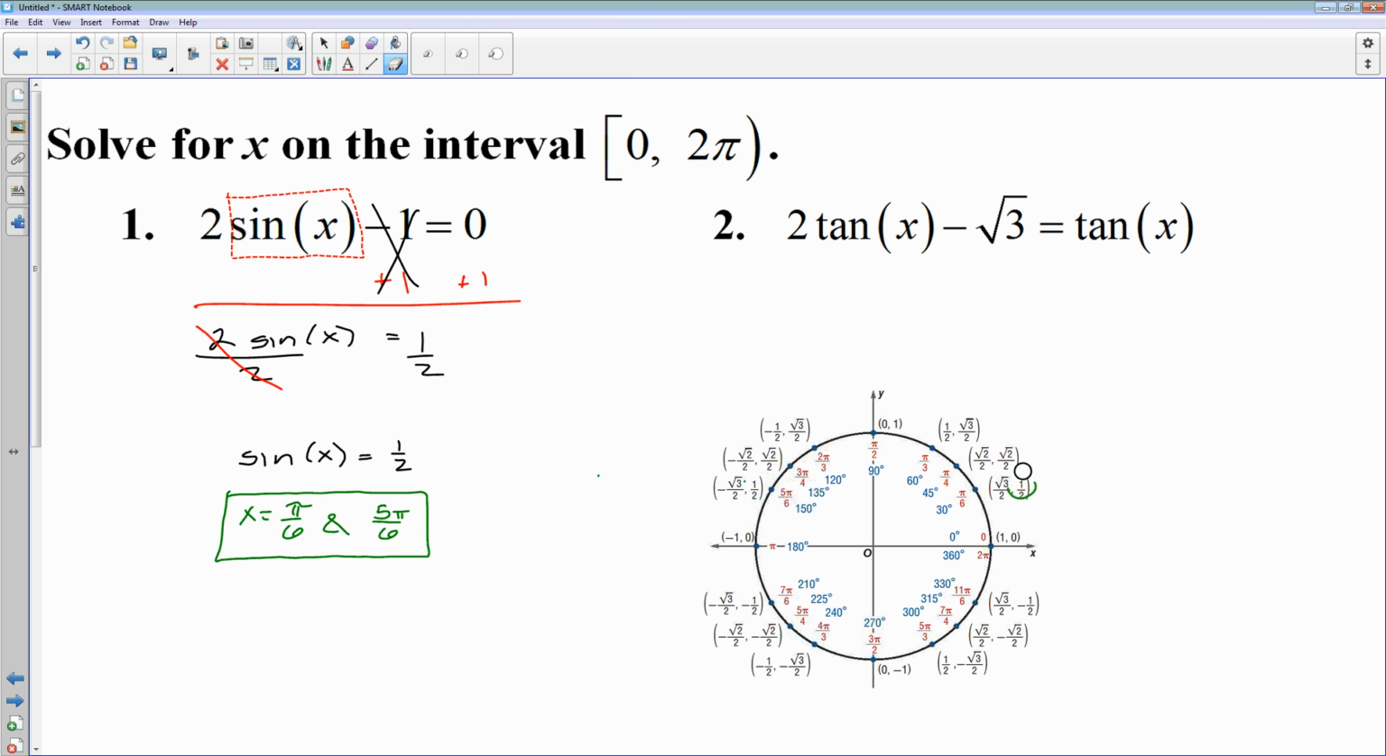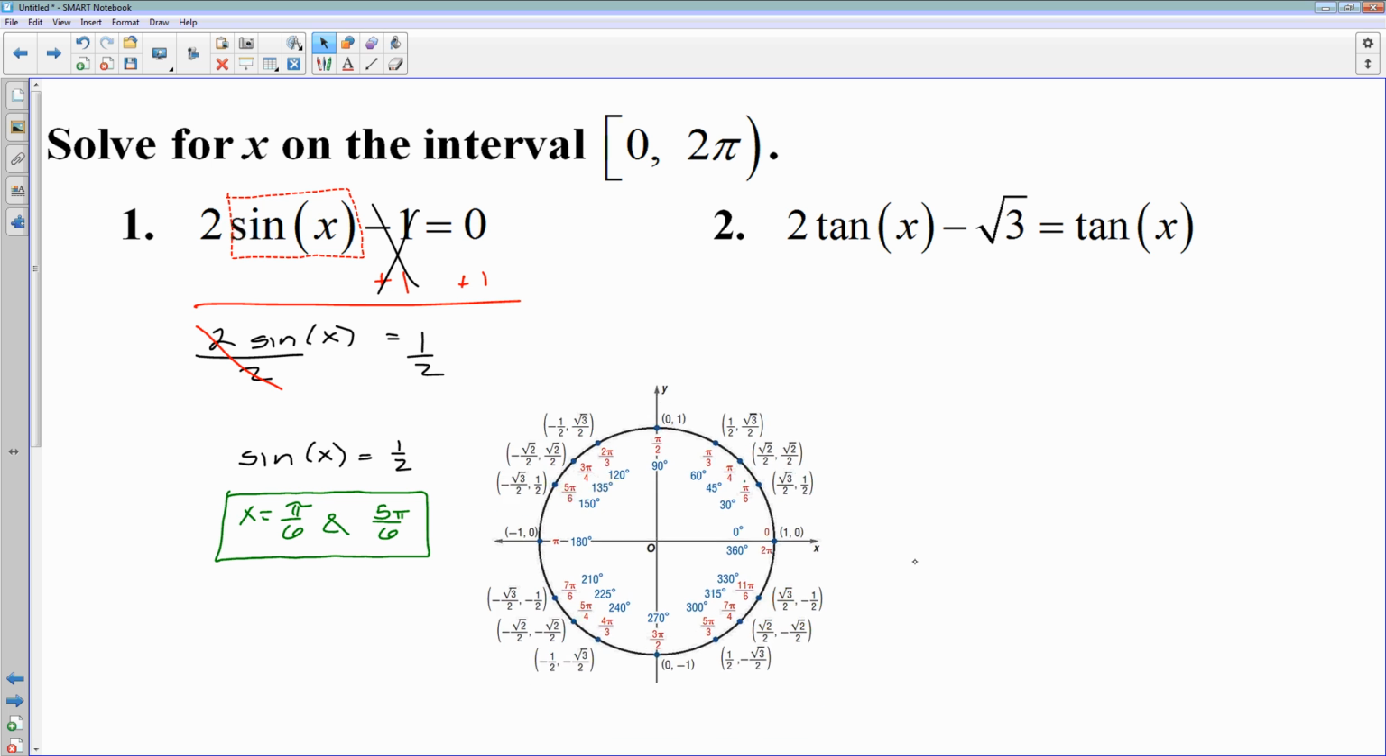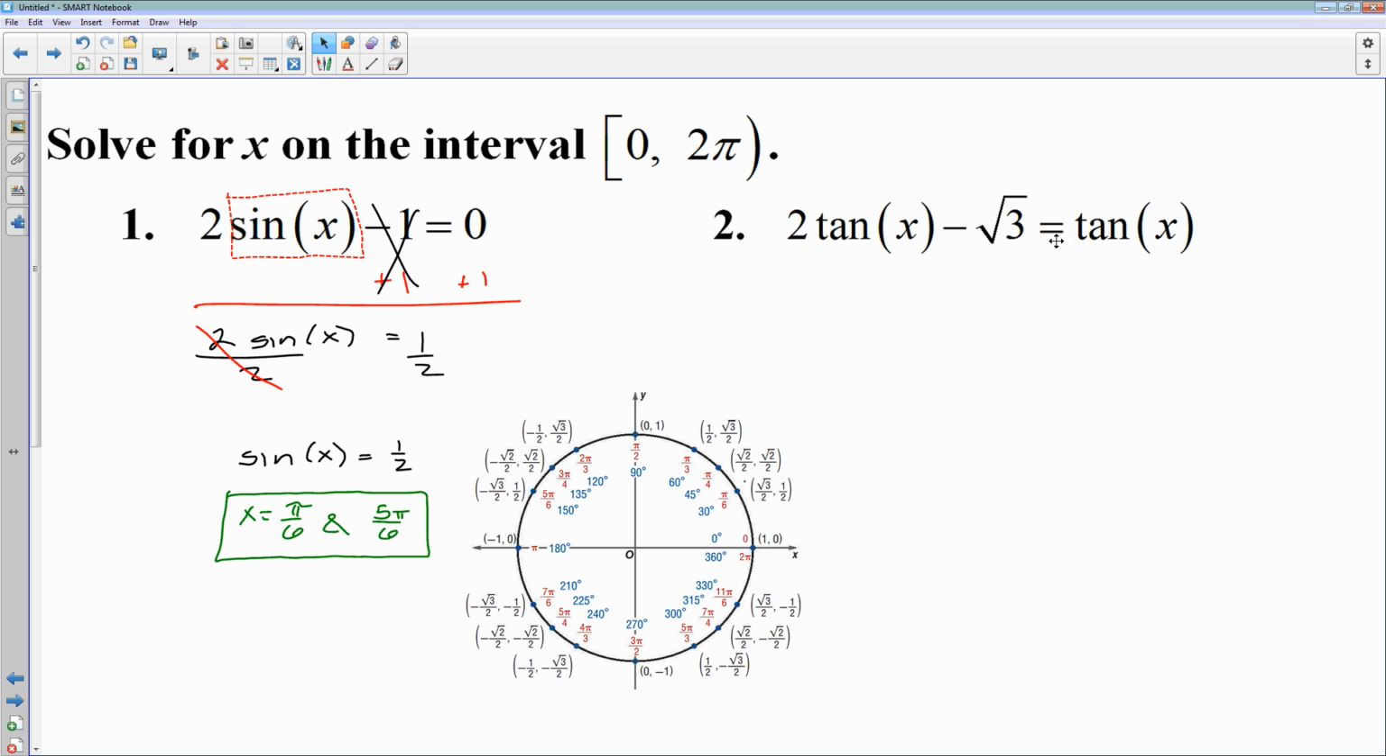Number two is a very similar problem, a little bit uglier. We're going to gradually step up ugliness on these problems. So for number two, notice I have two tangents in here. I want to group those two tangents together. This one is kind of by itself, and it really doesn't matter what you want to do. You could move this tangent over. And actually I think I may do that. I kind of like having my variable on the left side of the equation. So what I'm going to do is subtract a tangent x from both sides of the equation.